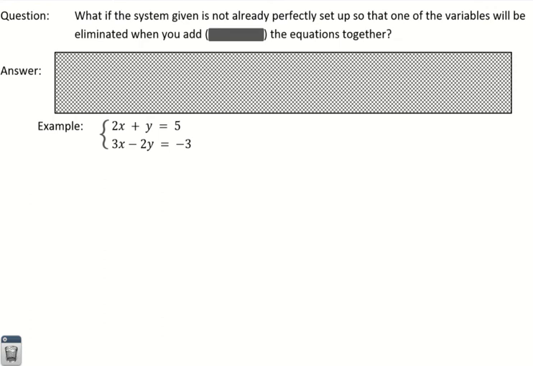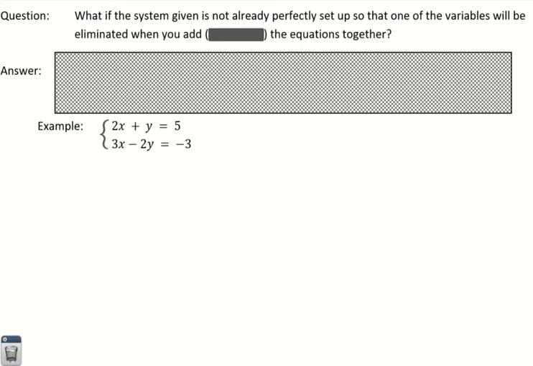Question: what if the system given is not already perfectly set up so that one of the variables will be eliminated when you add the equations together? Add, or subtract. In other words, what if there's not opposites already?